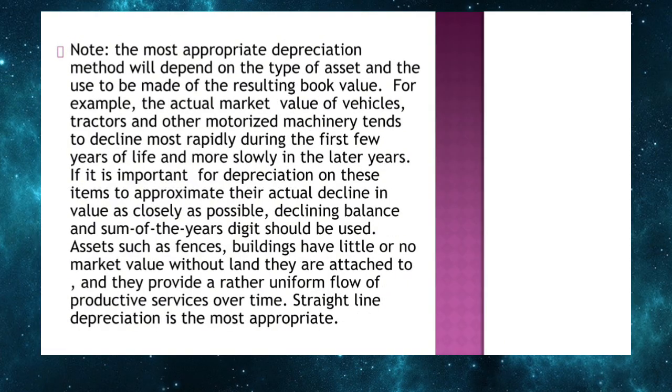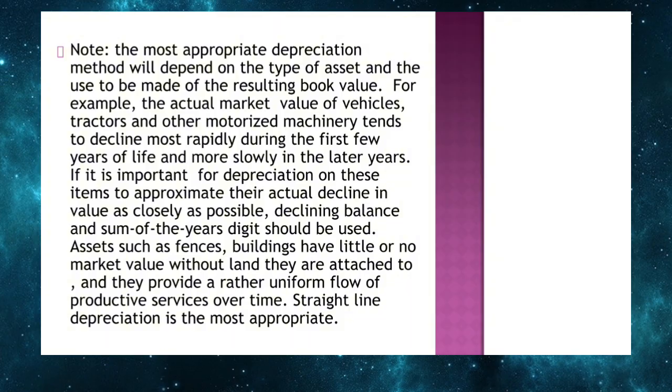In this slide, another method is presented, the sum of the year's digits method. This is also an accelerated depreciation method, meaning it assigns larger depreciation amounts in the earlier years and smaller amounts later. The method uses a fraction where the numerator is the remaining useful life and the denominator is the sum of all the years of the asset's useful life. This method provides a more realistic decline in value for assets that depreciate quickly at the beginning, making it useful for motorized or high-wear equipment.